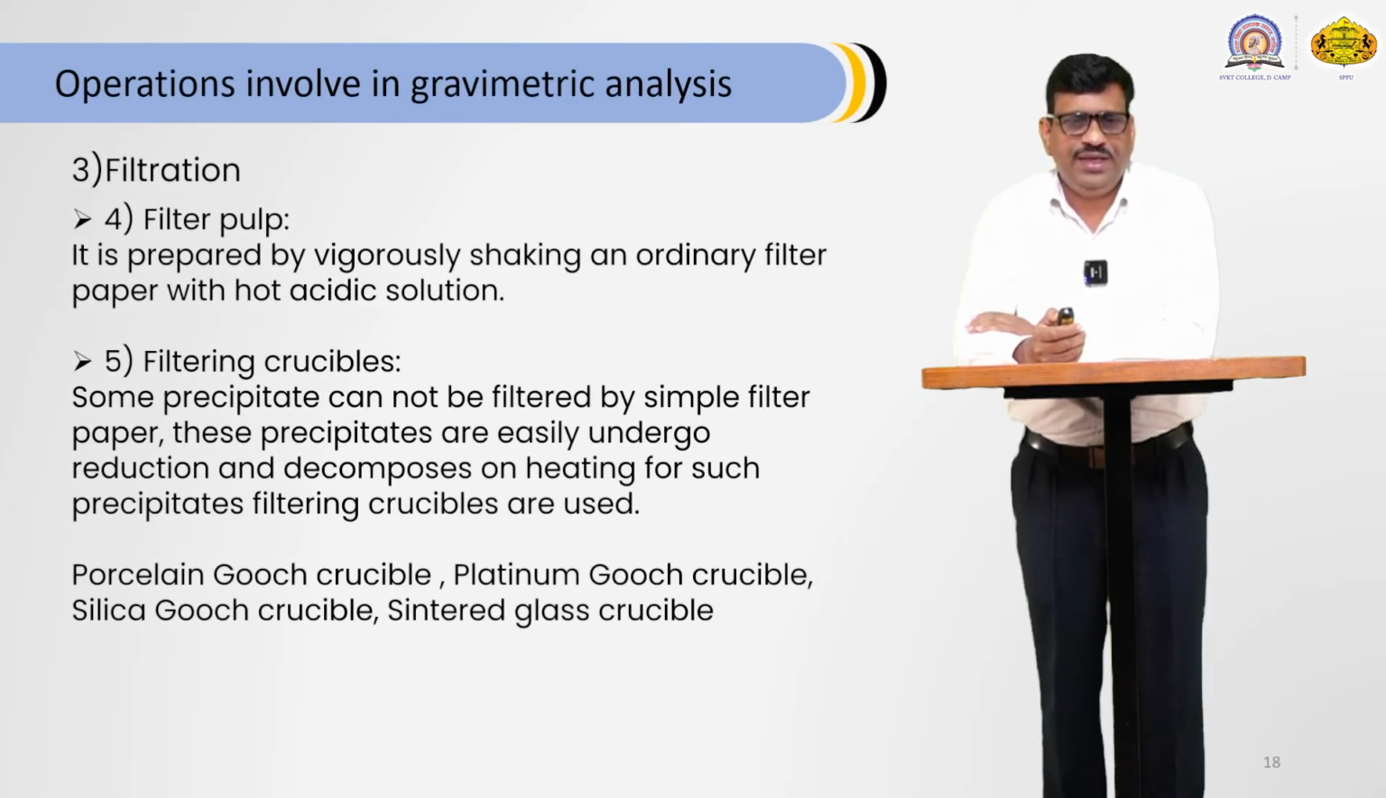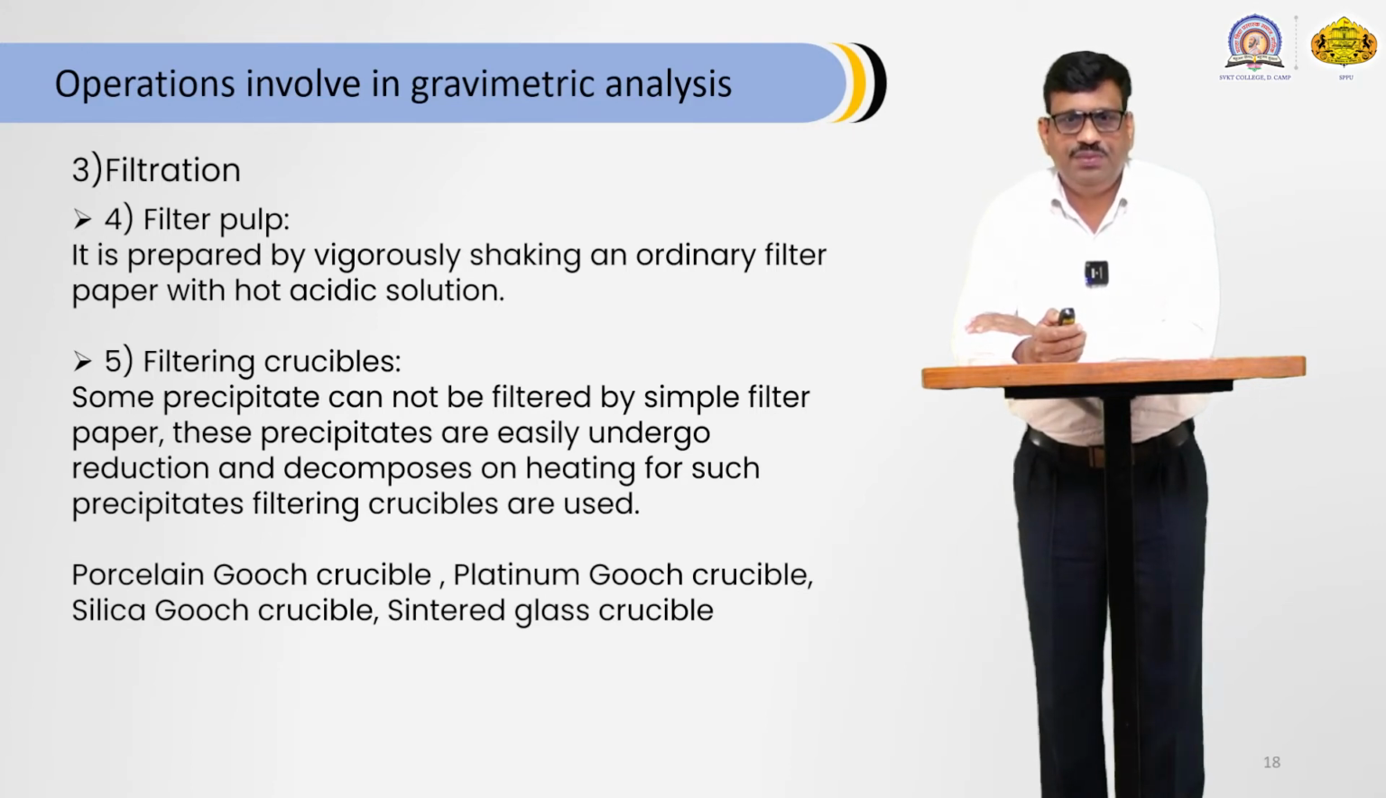Another filtering medium is filter pulp. It is prepared by vigorously shaking ordinary filter paper with a hot acidic solution. The material which is obtained is called filter pulp, and it can be used for filtration of the precipitate. Another is the filtering crucible.